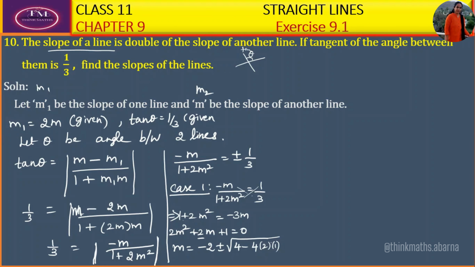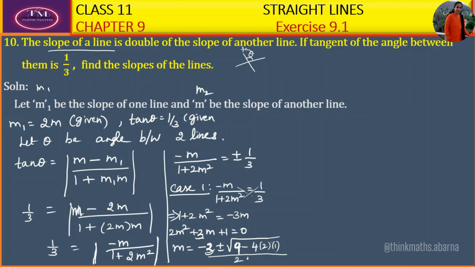No, I'm sorry, I made a mistake here. So 2m square, this is minus 3m, so it is 3 here. Okay, so this is minus 3 minus b plus or minus square root of b square. So 3 square is 9, divided by 2a. Minus b plus or minus square root of b square minus 4ac divided by 2a.